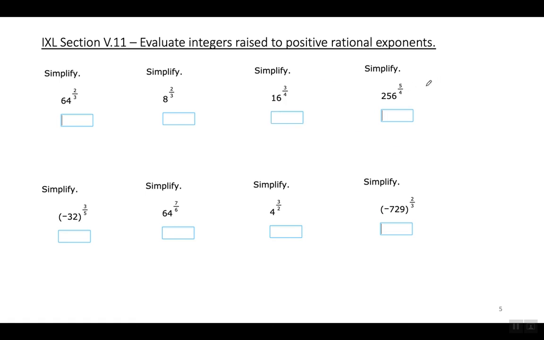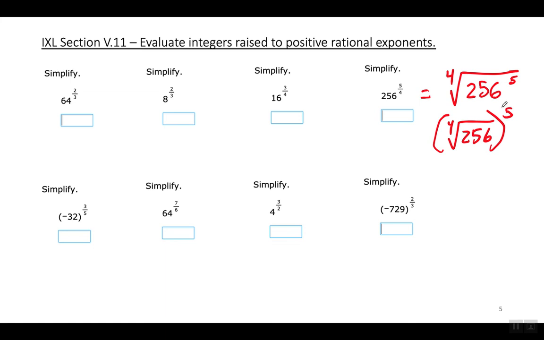All right, let's do this one. I rewrite it, and I'm going to have the fourth root of 256 to the fifth power. So first, let's do this part, the fourth root of 256. I got a good guess as to what it is, but let me use the calculator to be sure. So 256, and I'm going to get the fourth root. And it gives me 4. So now I got to do 4 to the fifth power. So 4 to the fifth power is going to give me 1024. All right, so that's my answer.